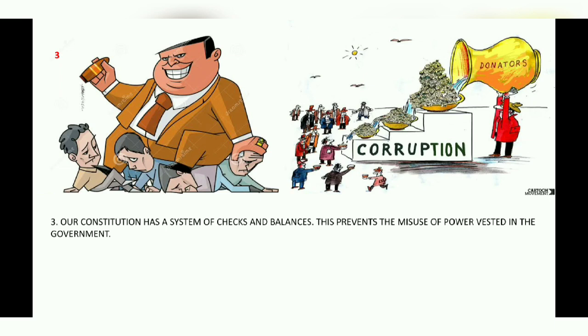Number three, our constitution has a system of checks and balances. This prevents the misuse of power vested in the government. Any misuse of power in the government, which is done by a politician, or by a person in the country, our constitution tries to check, so that there will be no misuse of power in our country. So the constitution tries to check as well as balance the misuse of power in the government.